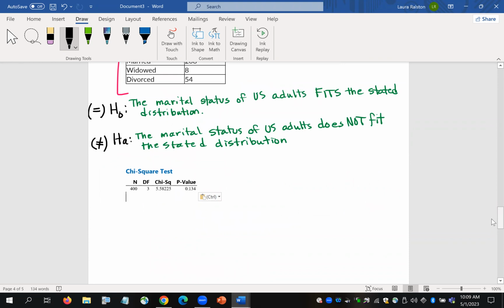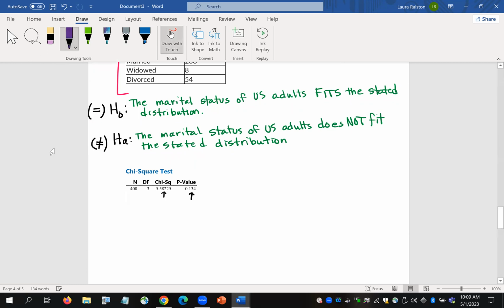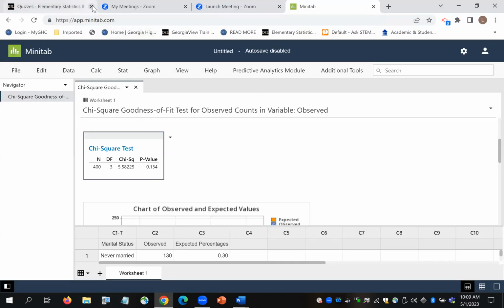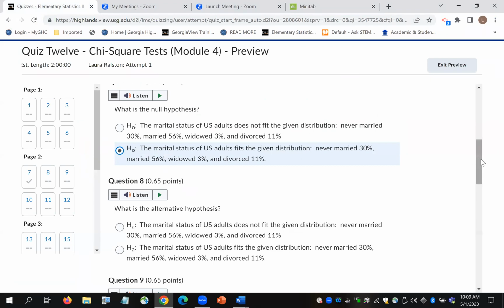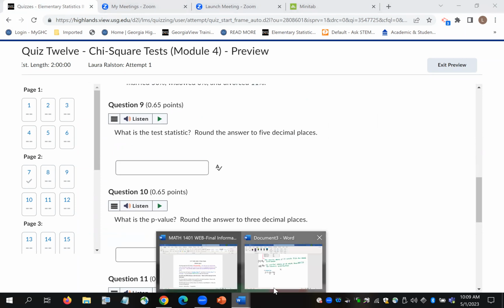So you have your chi-square test statistic and your corresponding p-value. If I were taking this on the test, I would type it in. Let's see how it's on the quiz itself, because I don't remember if it's a fill in the blank or whatever. You would type it in and it says round your answer to 5 decimal places.